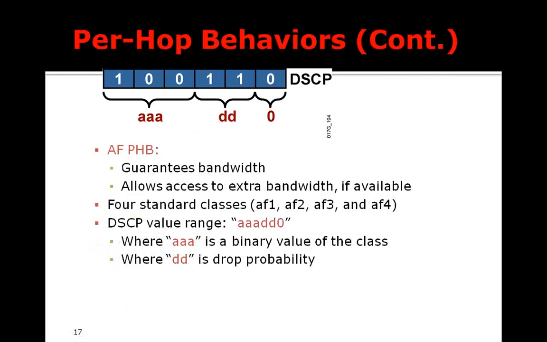So assured forwarding, guaranteed bandwidth. We set up our classes and our configuration to allow a certain amount of bandwidth for those. There are 4 standard classes, AF1, 2, 3, and 4, where AAA is the binary value of the class, and DD is the drop priority. So when you look at these numbers on the left, bits 3 and 4 are the drop probability.